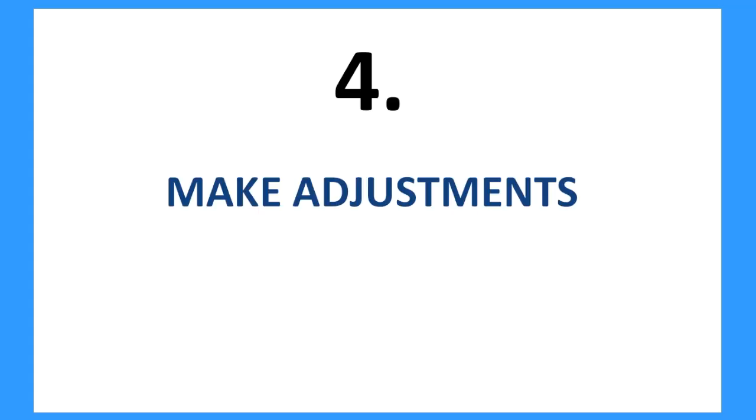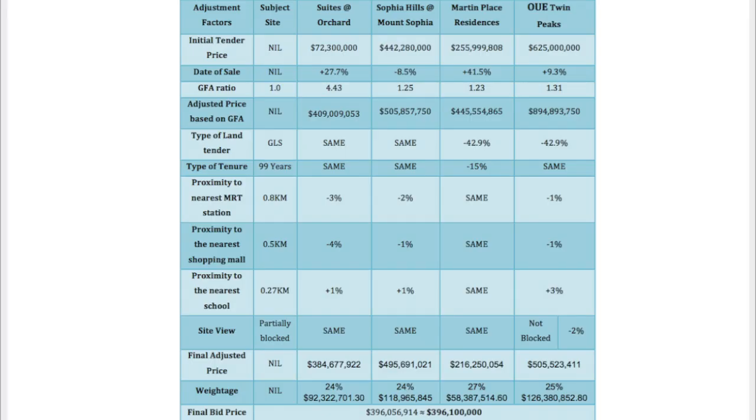Step 4. Make adjustments. As mentioned earlier, since properties are heterogeneous, we still need to make the necessary adjustments to match it to our subject property. Now, let's take a look at what these adjustments will look like. Essentially, adjustments are done to match the comparables to the subject site. For example, if the comparables are nearer to the amenities as compared to the subject site, we have to adjust the price of the comparables lower.